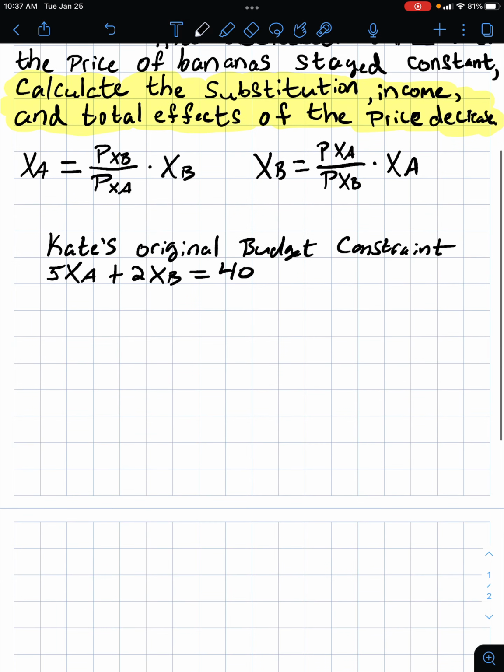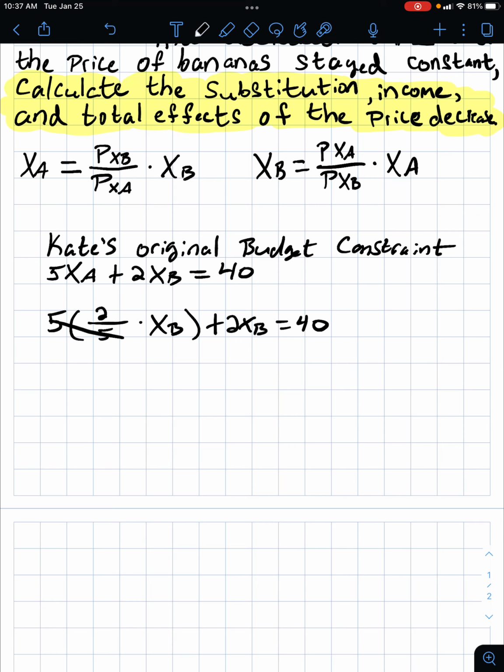To solve for x of b, we plug in for x of a, so we get 5, the price of x of b, which is 2, over the price of x of a, which is 5, times x of b, plus 2x of b is equal to 40. Those cancel, so we get 2x of b plus 2x of b is equal to 40. 4x of b is equal to 40, so x of b is equal to 10.